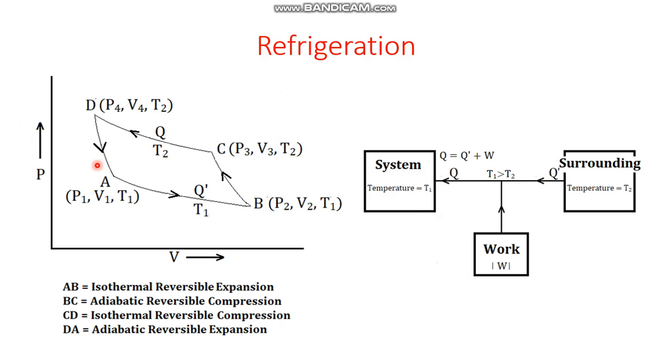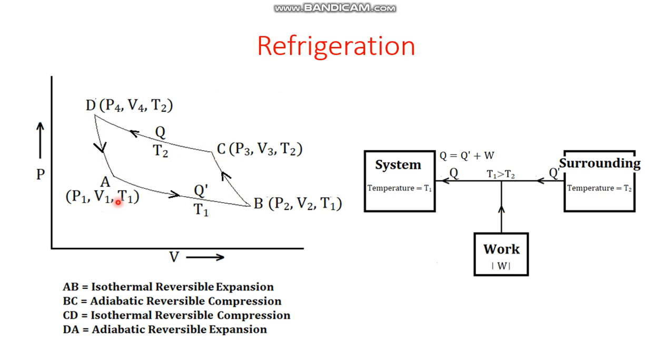Here we start our journey from the same reversible isothermal expansion of an ideal gas, but the next step, instead of expansion, undergoes compression. That means it is adiabatic reversible compression, so B to C. And then C to D is isothermal reversible compression, and then finally we come back to the initial state A by means of adiabatic reversible expansion.